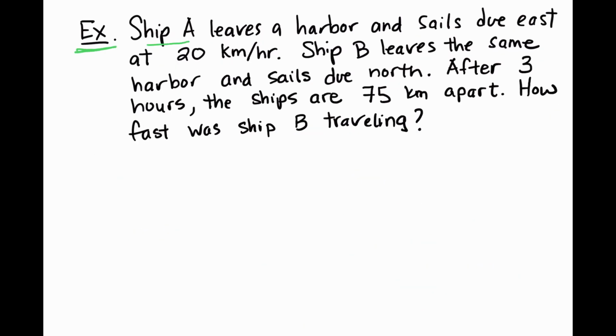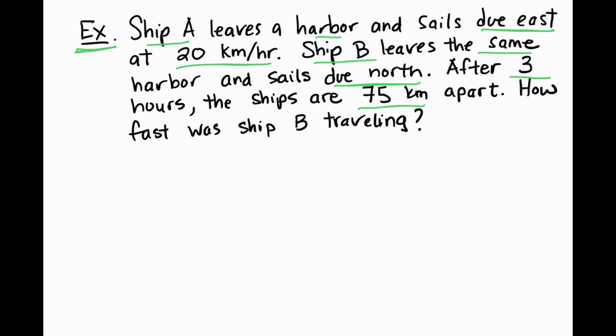Ship A leaves a harbor and sails due east at 20 kilometers per hour. Ship B leaves the same harbor and sails north. After 3 hours, the ships are 75 kilometers apart. How fast was ship B traveling? So again, I'm not sure what's going on, so I'm just going to draw a picture that helps.